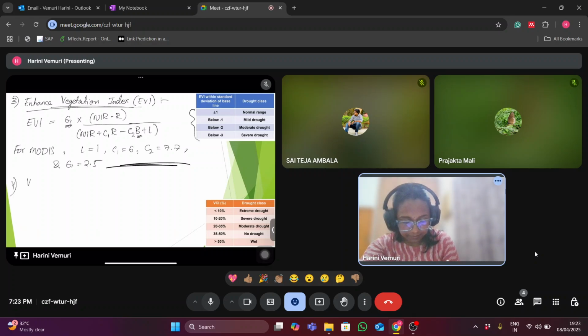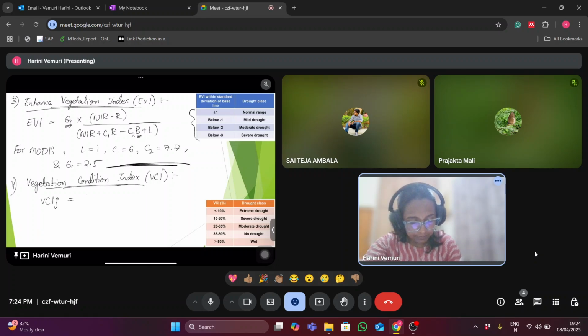Next one is the vegetation condition index, VCI. So VCI is calculated as VCIj equal to NDVIj minus NDVI minimum by NDVI maximum minus NDVI minimum, into 100.